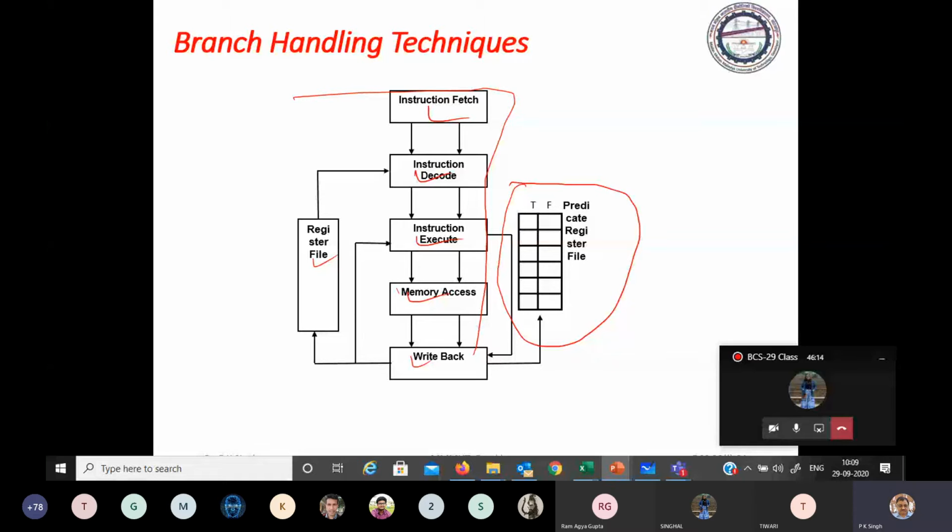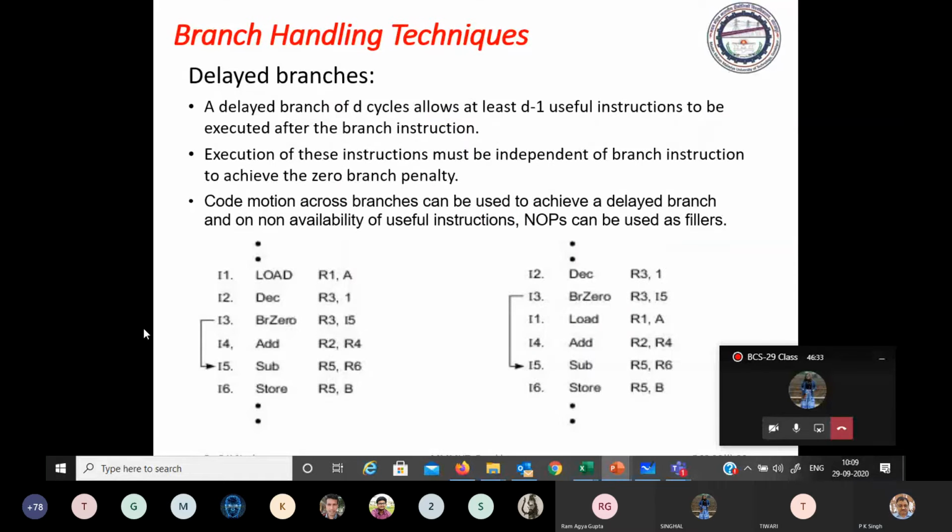Another, this is the general strategy to handle the branch instruction, and actually the compiler does this. Okay. We must have a deterministic method. The next is delayed branches.